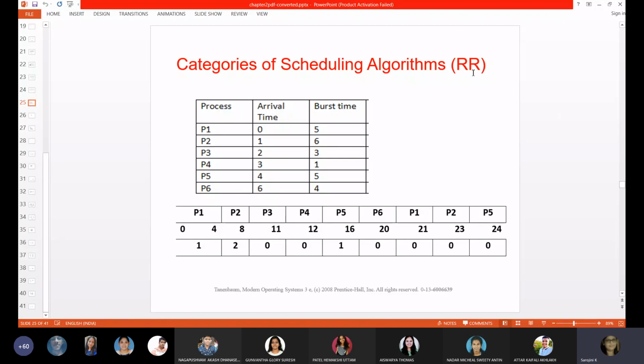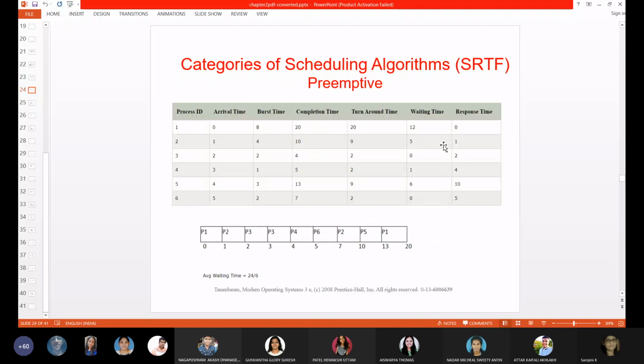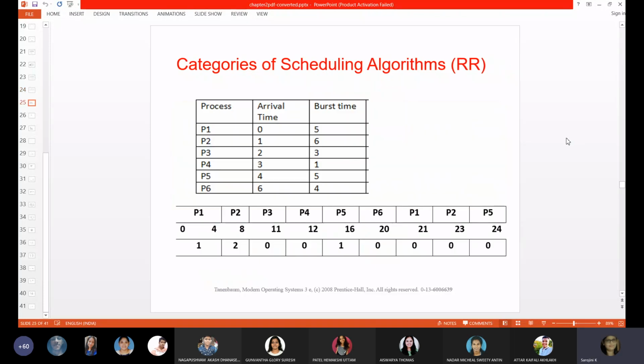This is also a preemptive algorithm. SRTF, shortest remaining time first, is a preemptive algorithm. Like that, the round robin algorithm is also a preemptive algorithm.